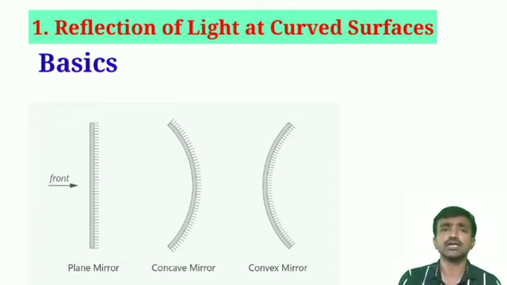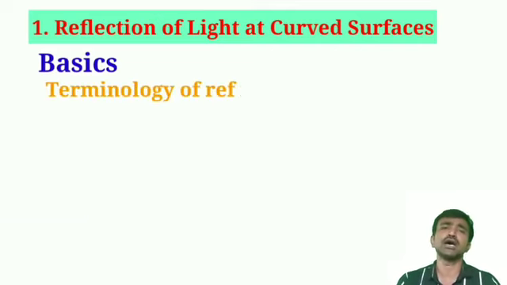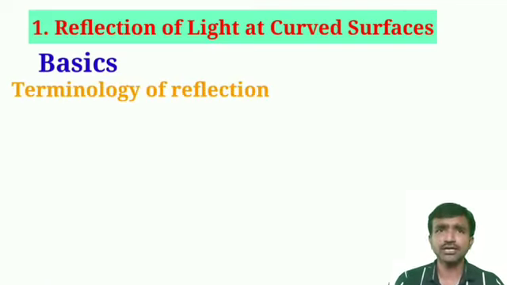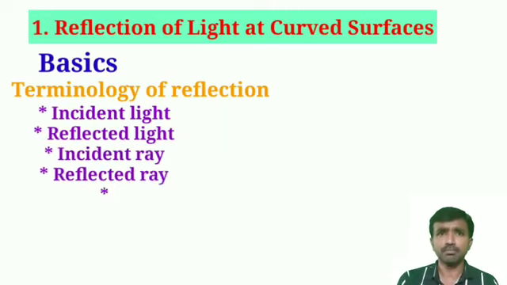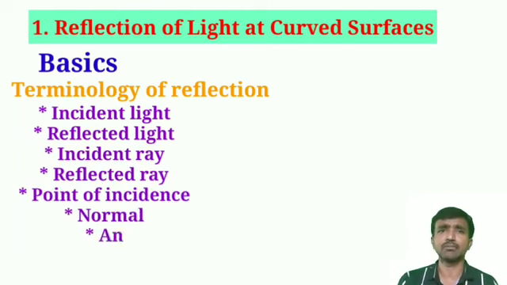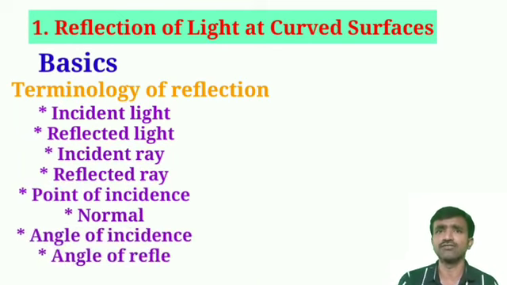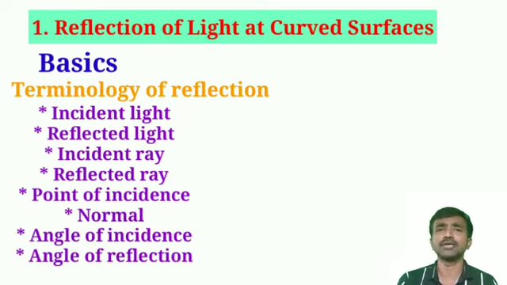Another topic for us: terminology related to the reflection. What is the terminology related to reflection? Like incident light, reflected light, incident ray, reflected ray, point of incidence, normal, angle of incidence, angle of reflection, etc. are said to be the parameters or terminology related to mirrors and reflection. With this we will also discuss the relation between the angle of incidence and the angle of reflection. So first one is what is incident light.